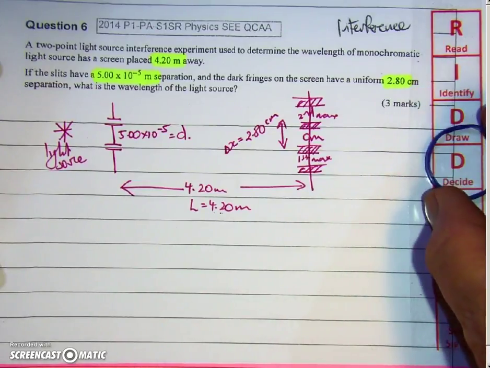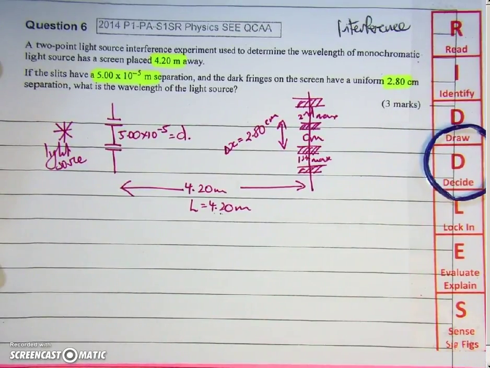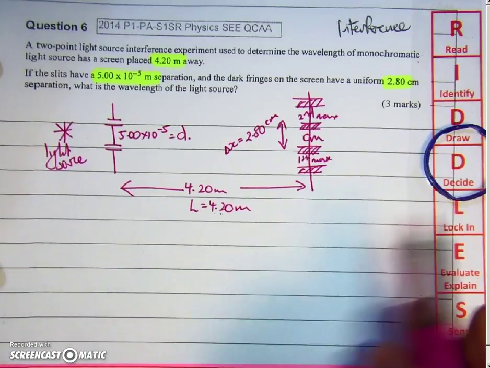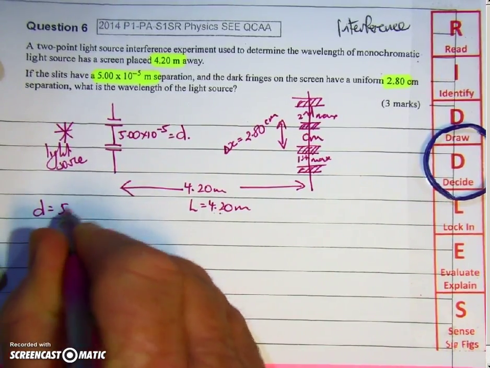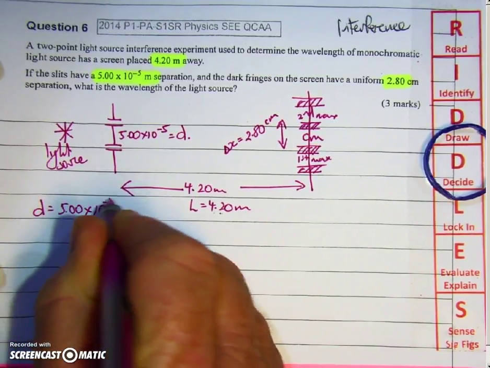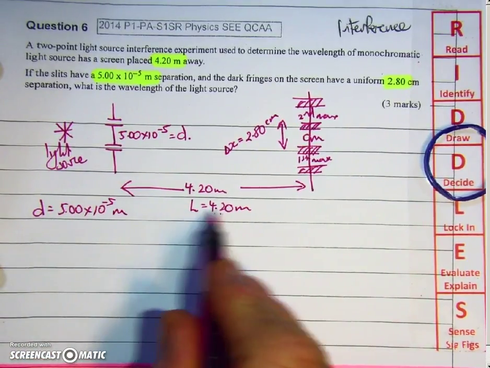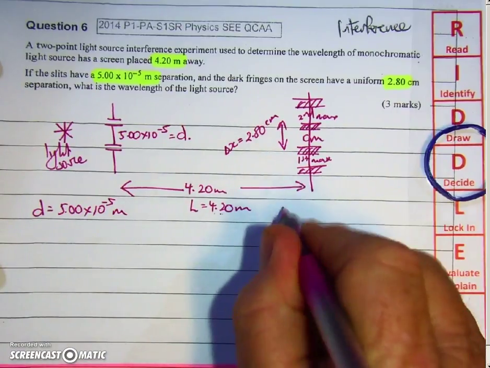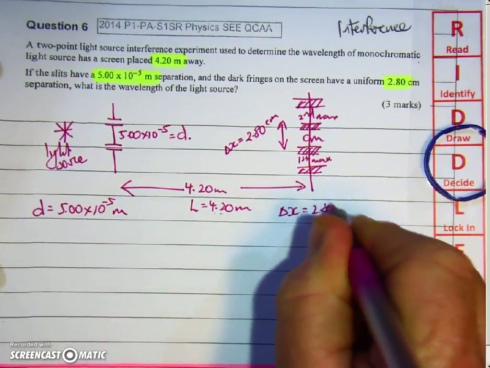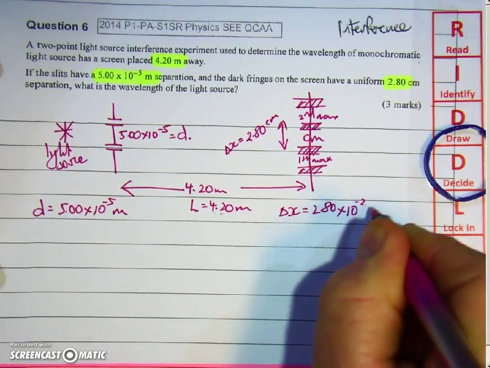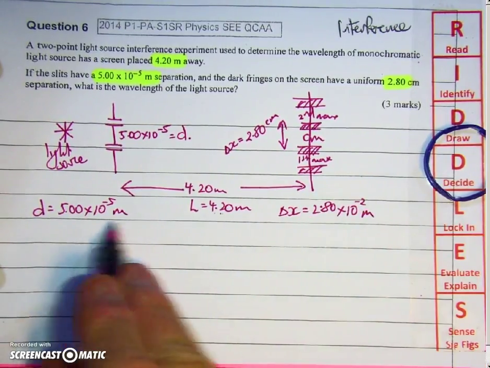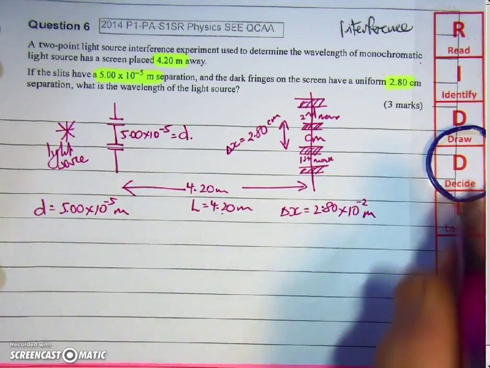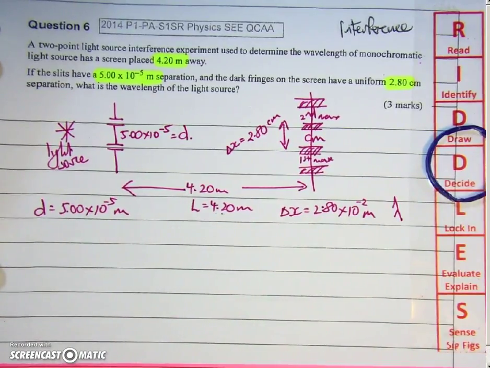Now we need to decide how to go about solving this particular question. In order to make that decision, let's make sure we've got all of our measurements written down. 5.00 by 10 to the negative 5. That's in meters. Our length is in meters. Our separation of the dark fringes is in centimeters, so we need to multiply that by 10 to the negative 2 to get it into meters. So I've got meters, meters, and meters. And from that, I'm after lambda, a wavelength is our unknown.